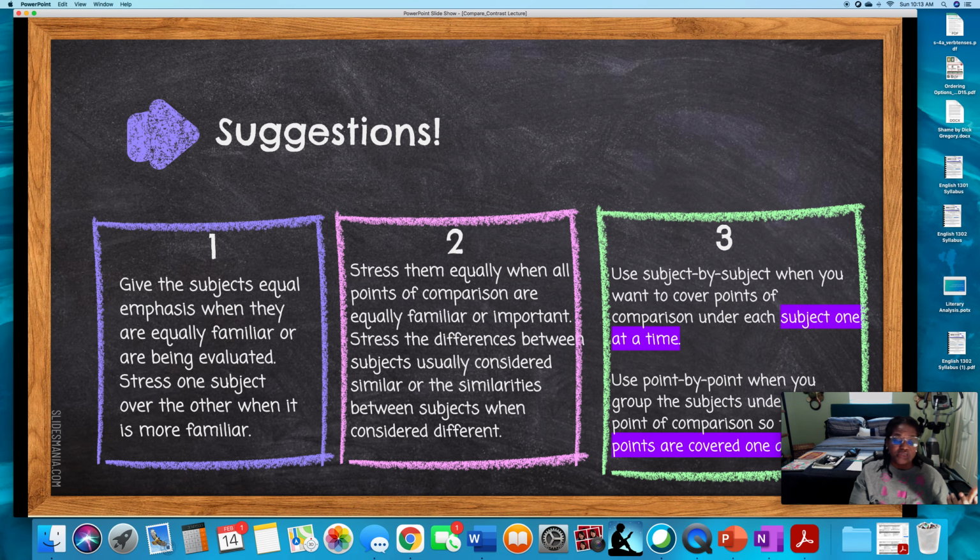As far as should the subjects be treated equally, you want to give the subjects equal emphasis when they are equally familiar or when you are writing an evaluative comparison contrast paper. If you're evaluating them, you don't want to overdo one and spend less time on the other. You want to give them equal weight when you are evaluating them. You can, though, stress one subject over the other when it is more familiar to you, or when it is the one that you are going to suggest that the readers actually partake in. Right?